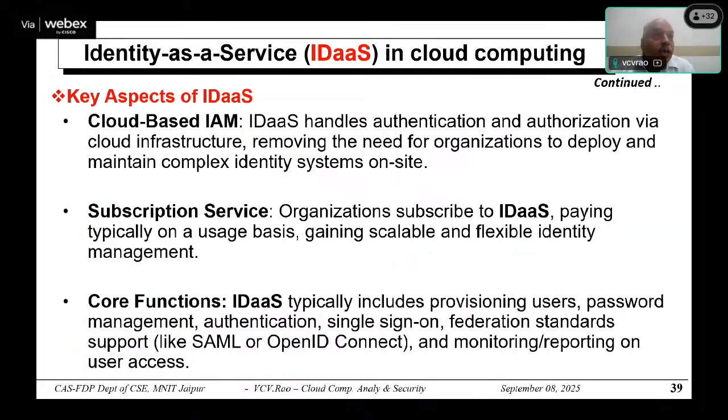So what are the key aspects? The cloud-based IAM, they call identity access management. IDaaS handles authentication and authorization via cloud infrastructure, removing the need for organizations to deploy and maintain complex identity systems. That is also very important. Many users, password management, authentication, single sign-on, and monitoring and reporting of user access. This is one level of the security framework, which is very essential. Then how do you handle multiple clouds, define the identity system, and work with many other organizations in single sign-on? All these things are also very important.